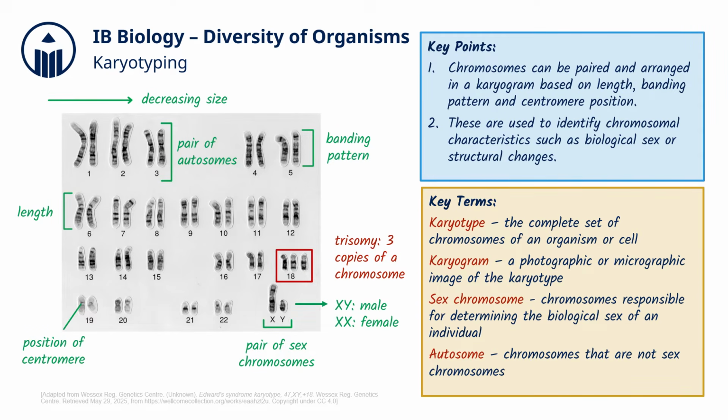The evidence for this fusion was gathered using a scientific technique called karyotyping. This is when a complete set of chromosomes from an organism or cell is extracted and arranged in pairs according to length, position of centromere, and banding pattern, producing a karyogram like we see here.